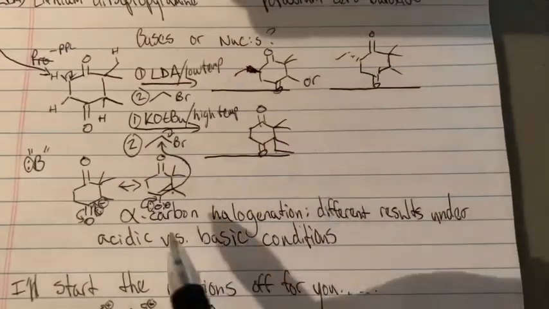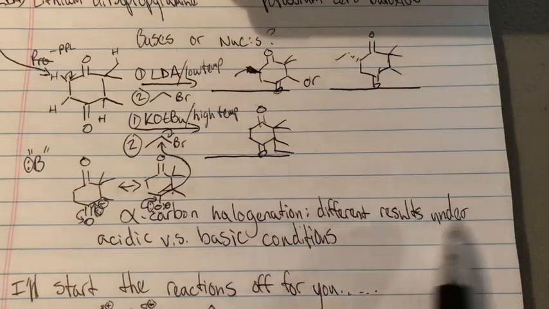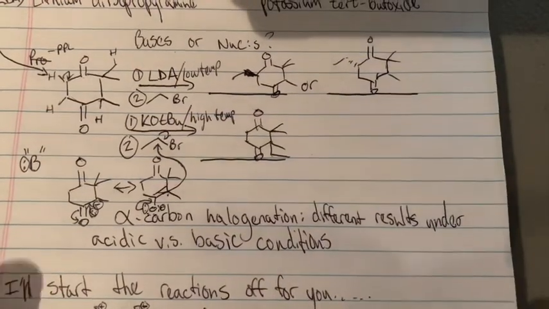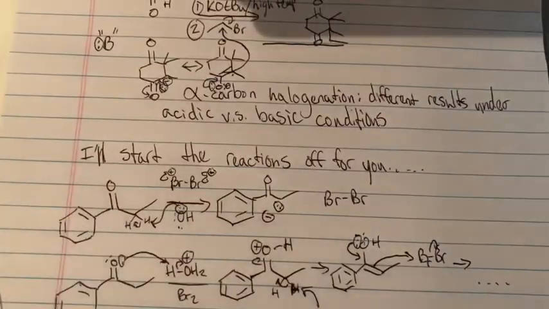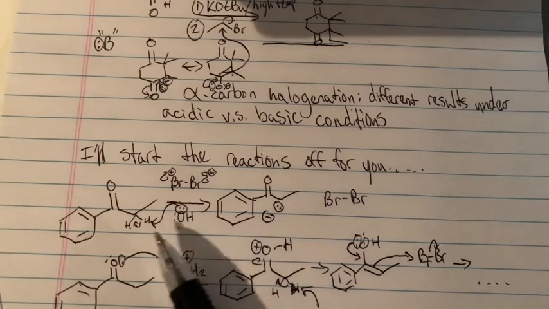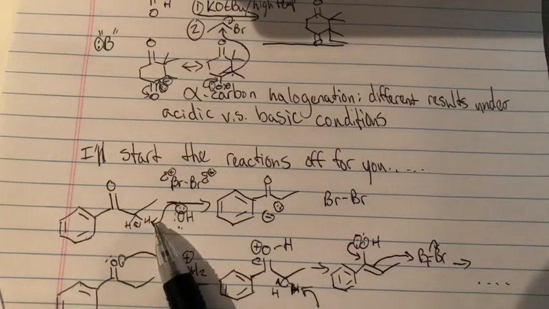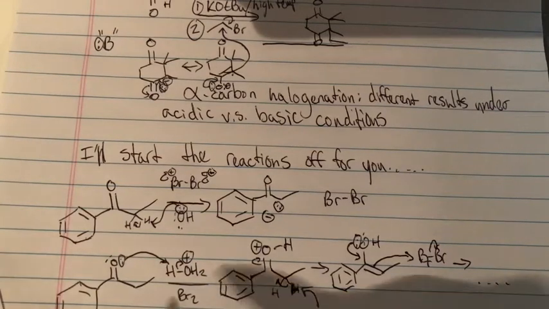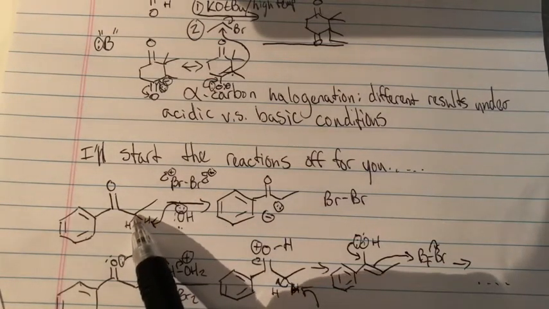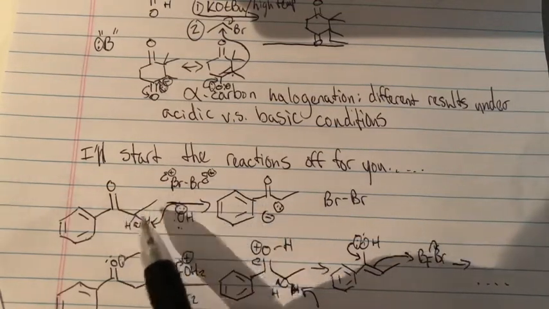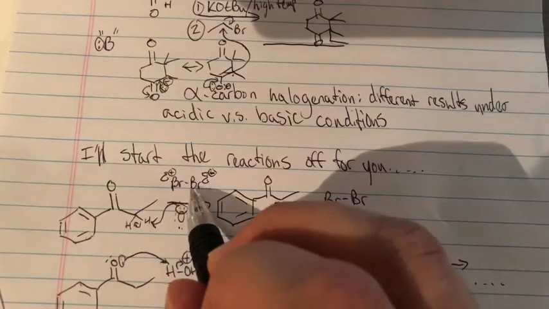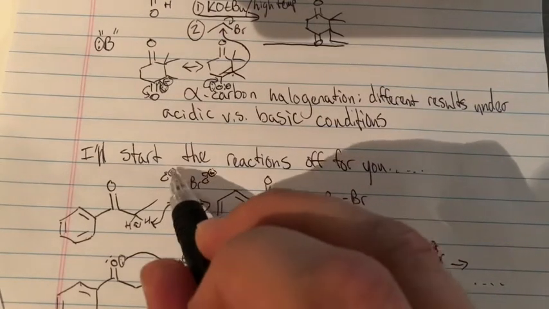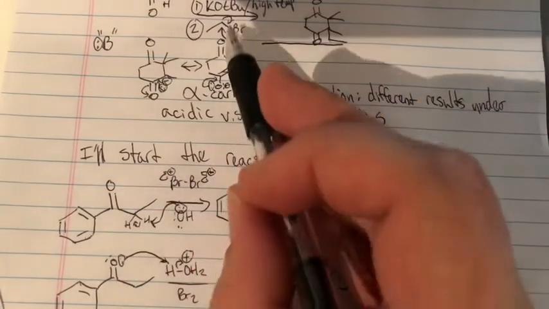So let's look at alpha carbon halogenation, different results under acidic and basic conditions. So I'll start the reactions off for you here. They're already kind of drawn out. So we have this protic hydrogen that's, again, alpha to the carbonyl, sorry. And then we have an electrophile that's formed here. Think of this bromo group that is attached to an ethyl group like above.